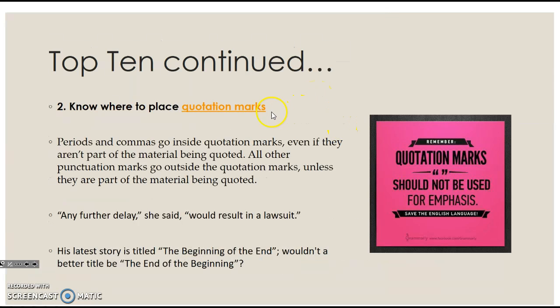Second, know where to put the quotation marks, especially in a literary analysis essay. So here's the rule. Let's read it together. Periods and commas go inside quotation marks, even if they aren't part of the material being quoted. All other punctuation marks go outside the quotation marks unless they are part of the material being quoted. So look at this example. "Any further delay," she said, "would result in a lawsuit." So you have a comma right here, and the comma is inside the quotation marks. You have a period and it is inside the quotation marks.